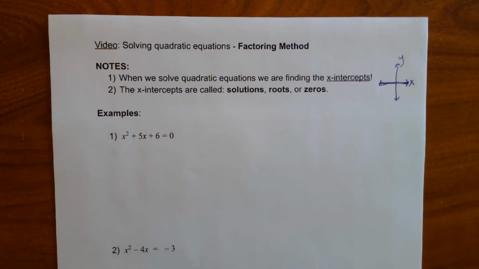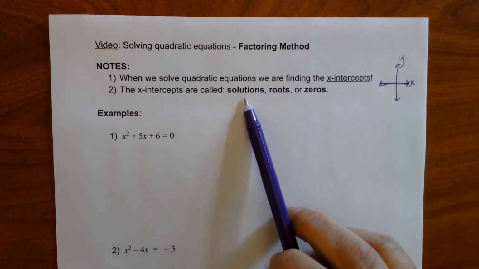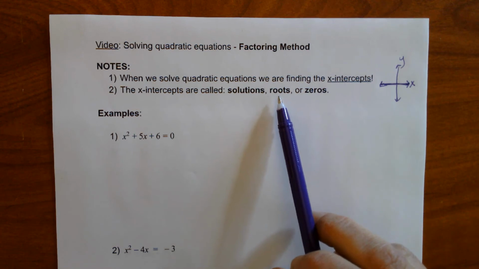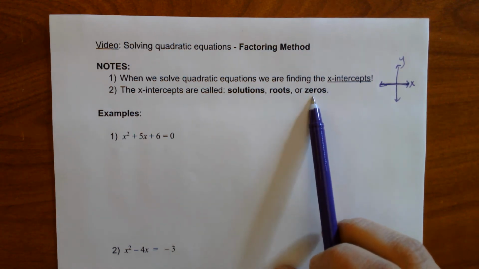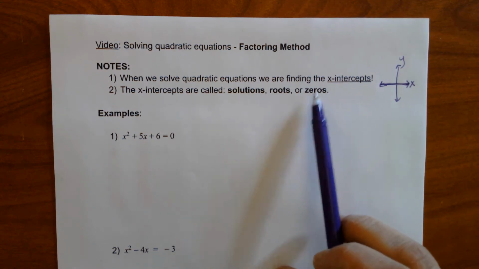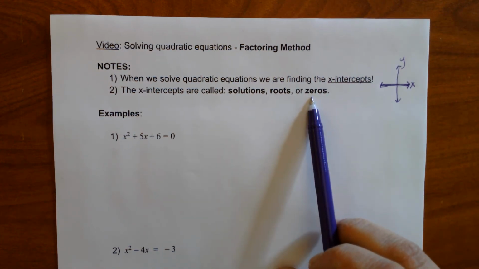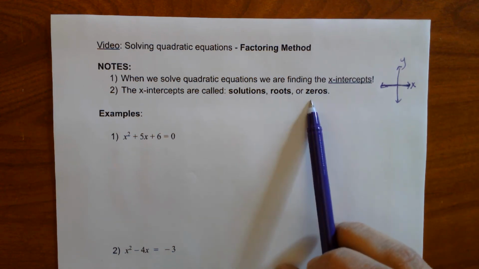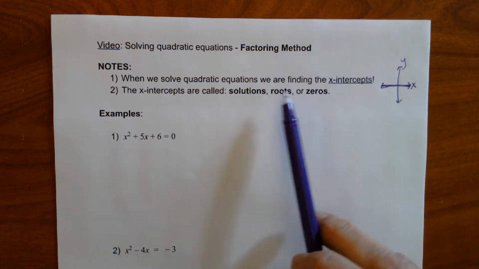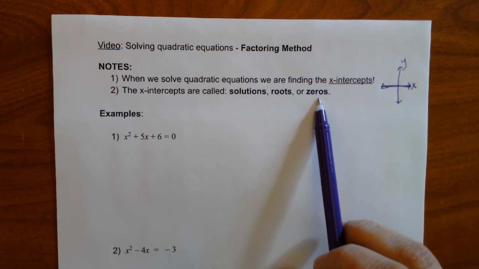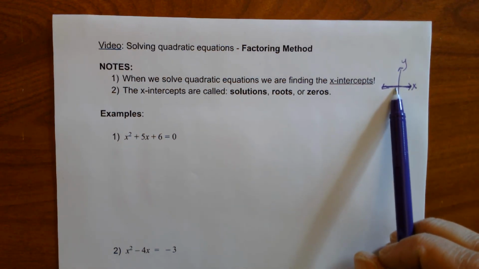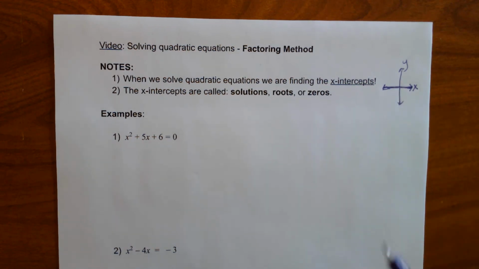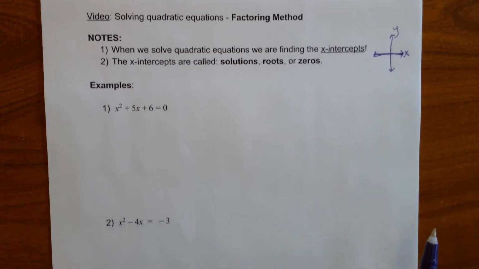Number two, the x-intercepts can be called a couple different things. You might have directions say, find the solutions. You might have directions say, what are the roots? Or you might have the directions say, what are the zeros? Even in our calculator, when we are looking for the x-intercepts, we have to select the one that says zeros. So there's three different names that all relate to the same thing, and that's finding where our parabola crosses the x-axis.